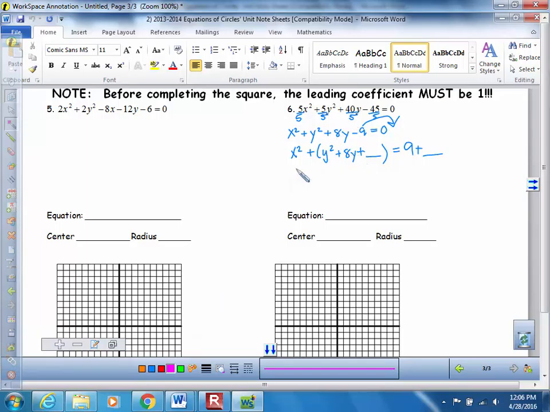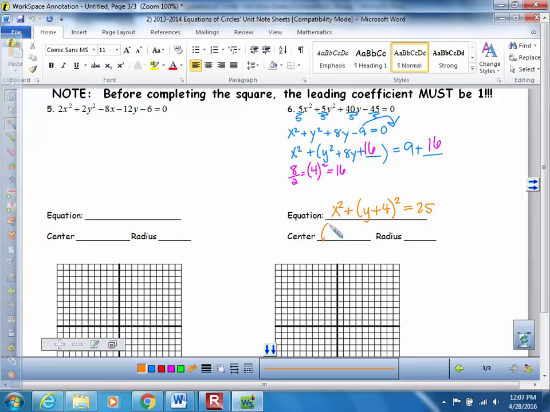So I would take b, which is 8, divide that by 2, and it would give me 4. I would have to square 4, which gives me 16. So I'd put 16 on my left-hand side, 16 on my right-hand side. So when I write my equation, I'm not going to have a parentheses with x. It will just be x squared plus, then I'll have a parentheses for y, and it would be y, since we got 4 when we divided b by 2, this would be plus 4. Close our parentheses, squared, equals, and then 9 plus 16 gives me 25.